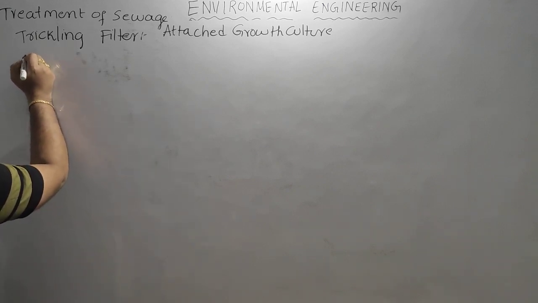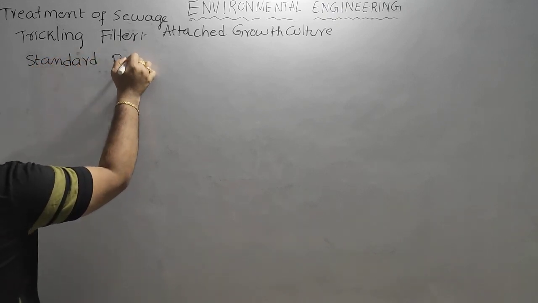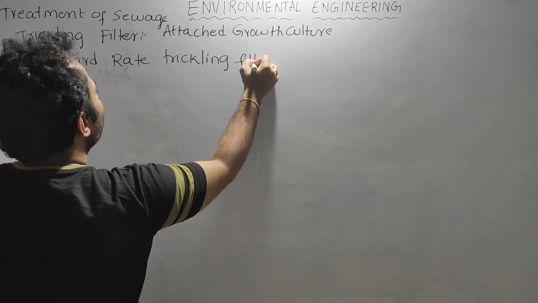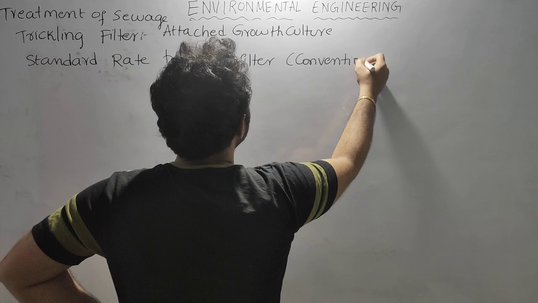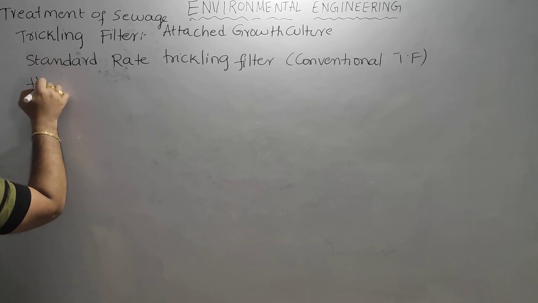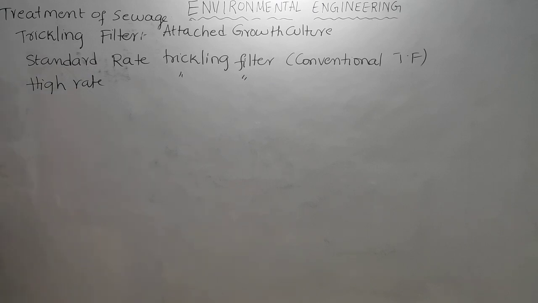One is the standard rate trickling filter, which is a conventional trickling filter, and the other is the high rate trickling filter. High rate trickling filter means if you do recirculation, generally we call it a high rate trickling filter.